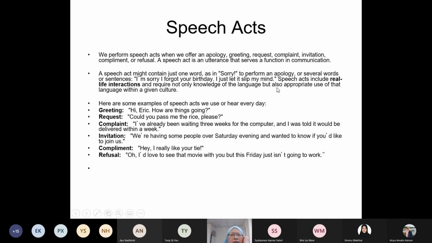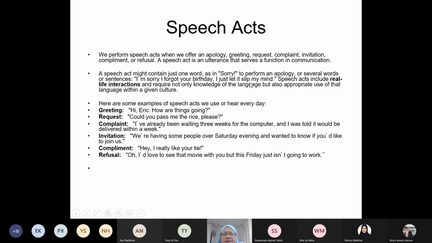Okay, pragmatics. When we offer an apology, greeting, request, put in a complaint, do an invitation, compliment someone, or refuse something, we are performing speech acts. A speech act is an utterance that serves a function in communication. Whenever we talk, we are doing an act, a speech act. It has its function in communication. A speech act might contain just one word, as in sorry, to perform an apology, or several words like sorry, I forgot your birthday, I just let it slip my mind.